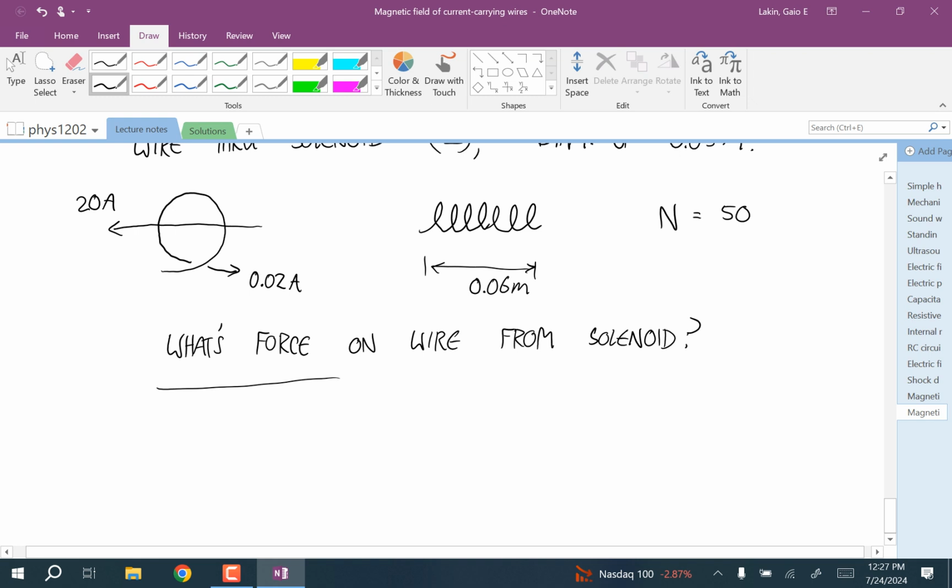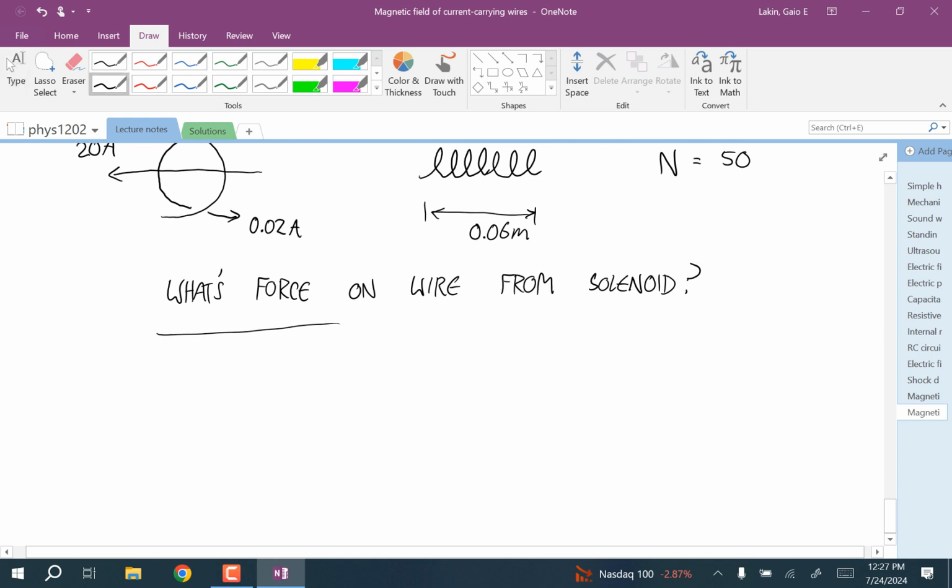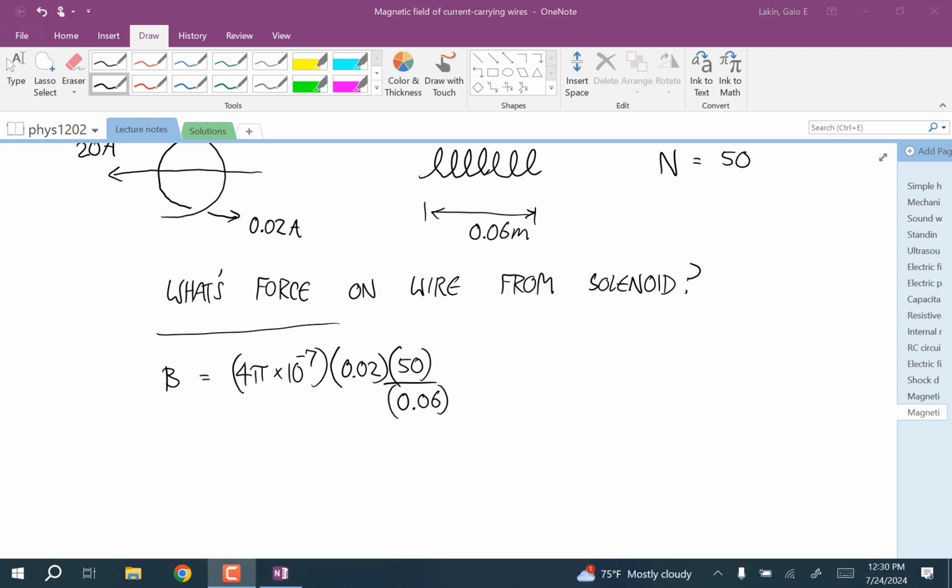Well, first we have to calculate the magnetic field produced by the solenoid. So the magnetic field magnitude is 4 pi times 10 to the minus 7 times the current going through the solenoid times the number of loops divided by the length of 6 centimeters. And that gives 2.094 times 10 to the minus 5 Tesla.